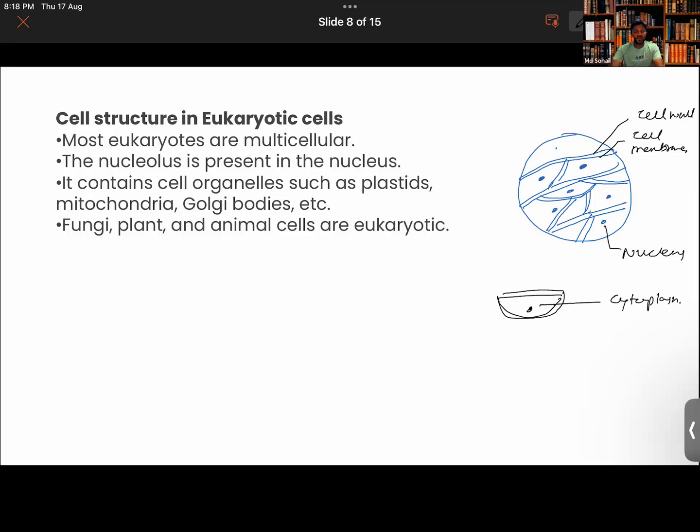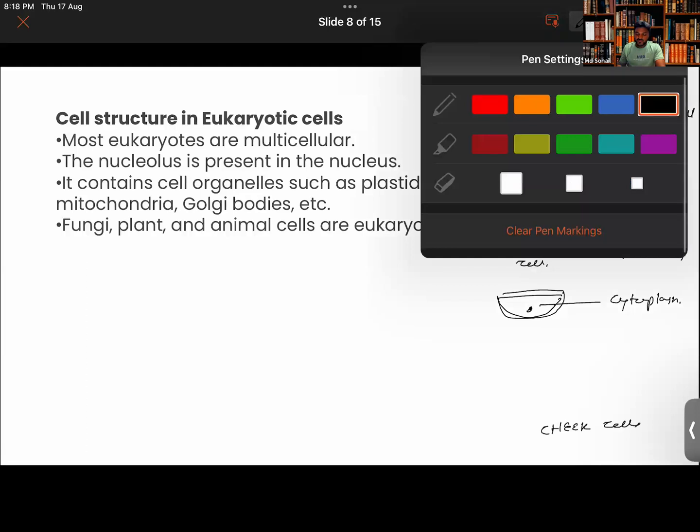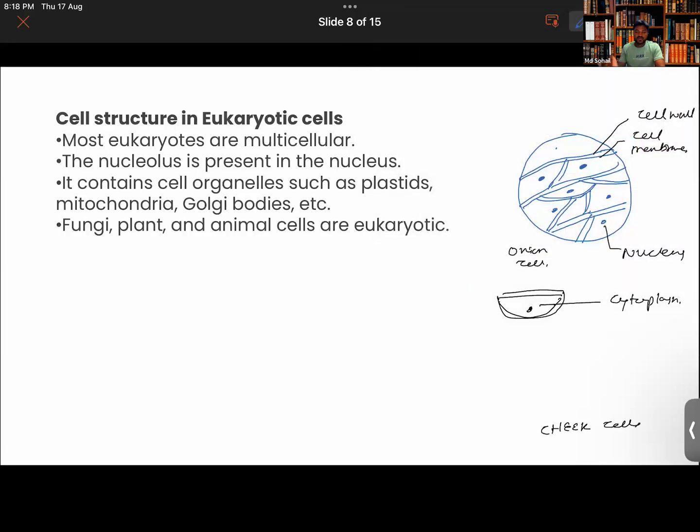Before that, let's also take another example, an animal cell. If you were to take cheek cells, this is the onion cell. There you will also observe the same components. You will see that cheek cells also have cytoplasm in them. They also have a cell membrane, and they also have a nucleus in them.